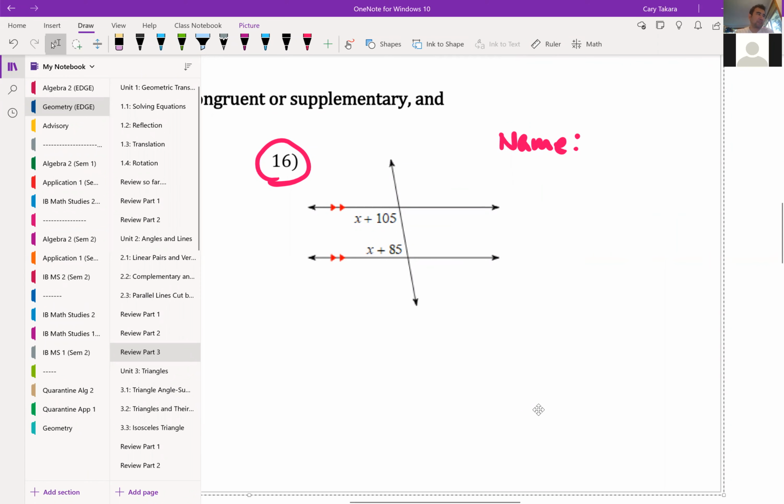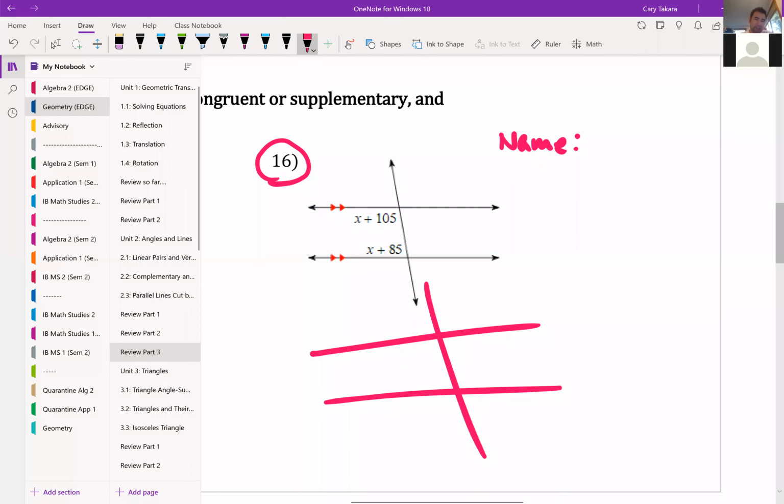Okay, let's talk about number 16. First of all, how would you name that? It is this angle and this angle, isn't it? And what is that? They are same side interior angles. Nice job. Okay. Same side interior.